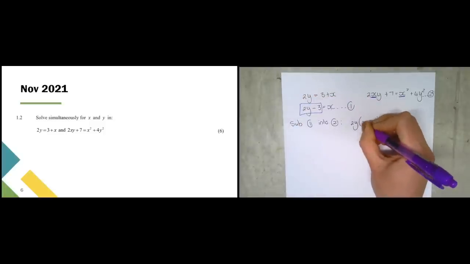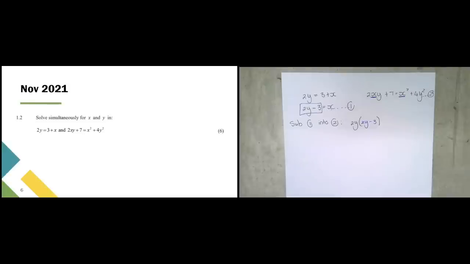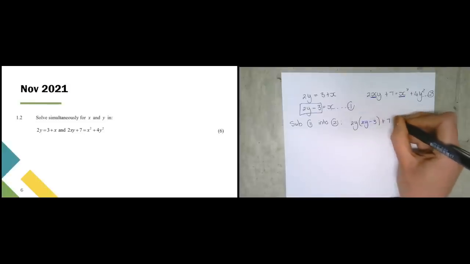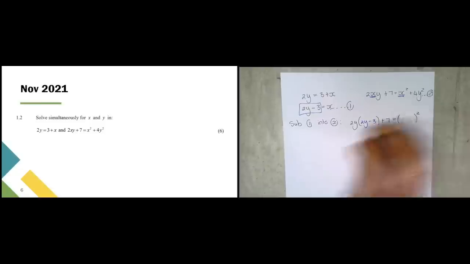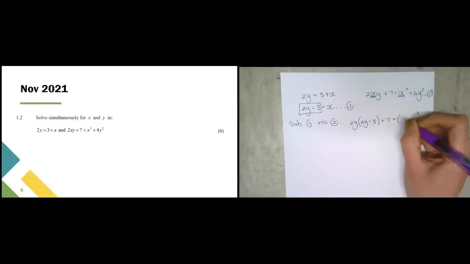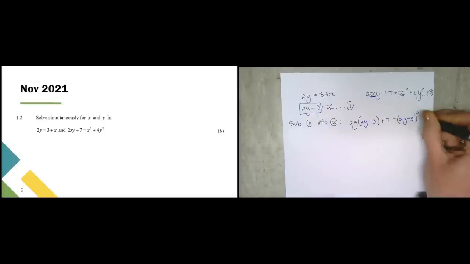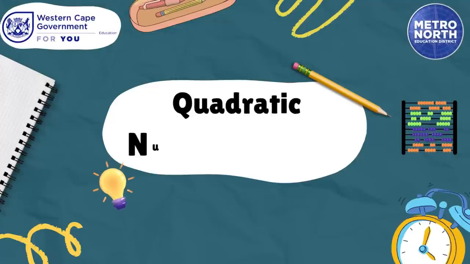So in the bracket, 2Y minus 3, plus 7 equals, instead of X squared, in a bracket, squared, what are you replacing X with? 2Y minus 3, and then plus 4Y squared. Now you can multiply out and solve for Y in this case, and then remember just to go back and also solve for X.